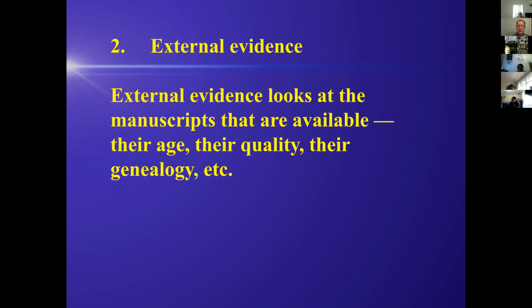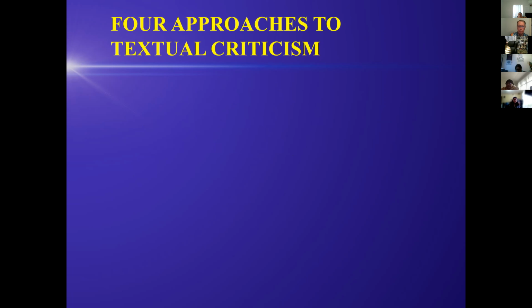The external evidence looks at the manuscripts that are available, their age, their quality, their genealogy, and so forth, and sees which reading the best manuscripts give. So two kinds of evidence, internal and external. Internal, what would the author have written from what we know of him? External, look at the manuscripts.